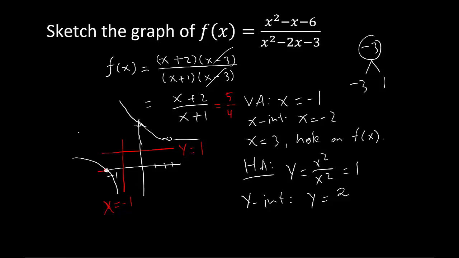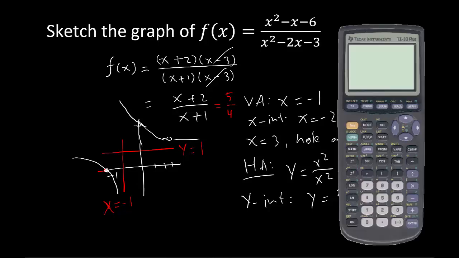Let's try in the calculator. So I type the function x squared minus x minus 6 from the numerator, x squared minus 2x minus 3 from the denominator, and then graph it with the standard window. I can go to zoom and 6, that will give me standard window. So at this graph, this point here is x is negative 2 and y is 0. Let's try this. Go to trace, negative 2, and we are expecting y equals 0, exactly. So this is the x-intercept we see.